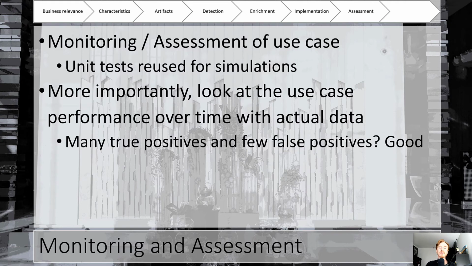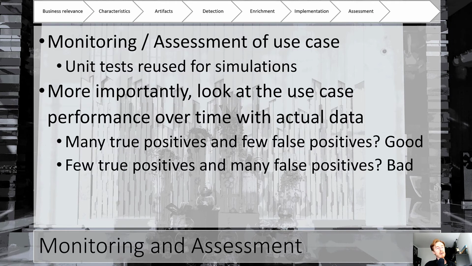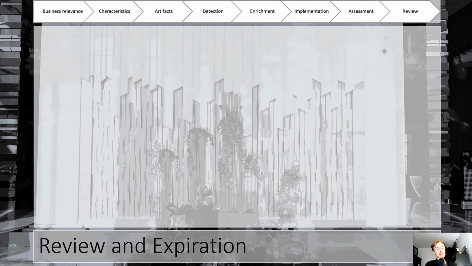I want to have circumstances where I have lots of true positives and very few false positives. And if I have very few true positives and very many false positives, then I need to review and refine and adjust that particular mechanism. And that means that I'll probably need to take it back to the scenario case, look at the characteristics of that scenario, look at the artifacts, look at the detection opportunities, see where this is failing, work on enrichment, work on adjusting that particular use case.